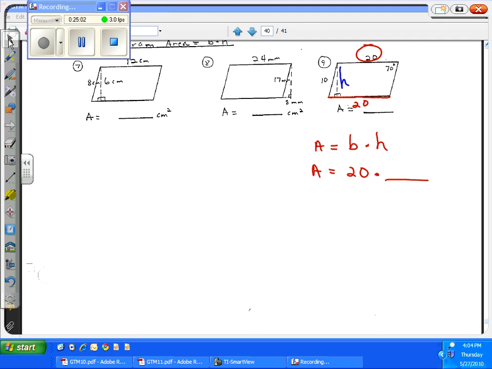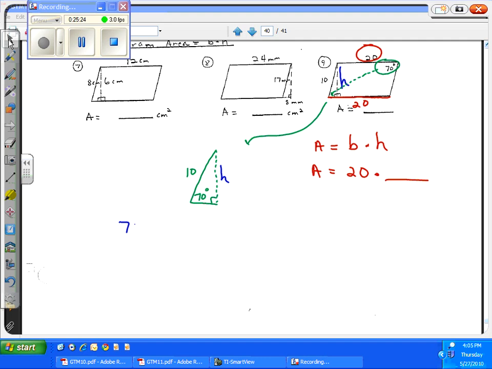Well, this is a parallelogram, so if this angle is 70 degrees, then that angle in the corner is 70 degrees. So we're going to extract that little triangle. This is 70 degrees. That's a right angle, and this is 10. We're looking for the height.